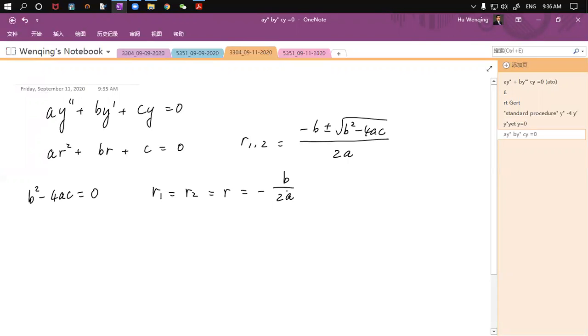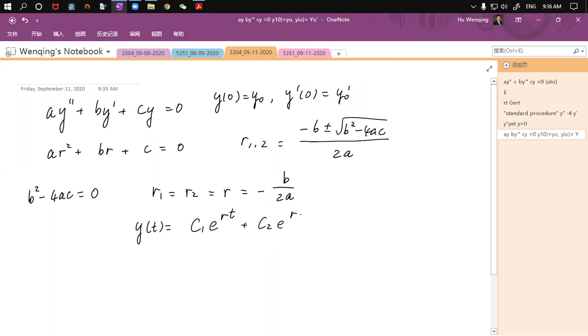But imagine the problem has two initial conditions. So y(0) equals y0, and y'(0) equals y0 prime. If you have two initial conditions but just one solution, then y(t) is like the first solution C1 e^(rt), and the second solution is also C2 e^(rt). So it looks like the solution is (C1 + C2) e^(rt), and there's only one effective constant here, but you have two initial conditions. So it looks like there's a contradiction, right?